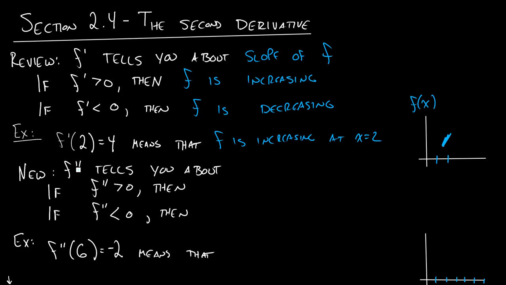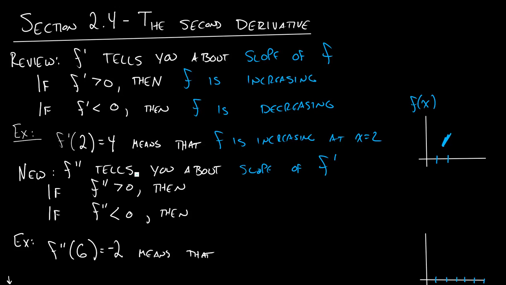What does f double prime tell us about? f double prime is actually going to tell us the same things, except it's not going to tell us about f. It's going to tell us about the slope of the graph of f prime. This is going to be really hard to visualize for a while, but we'll be doing a lot of examples.